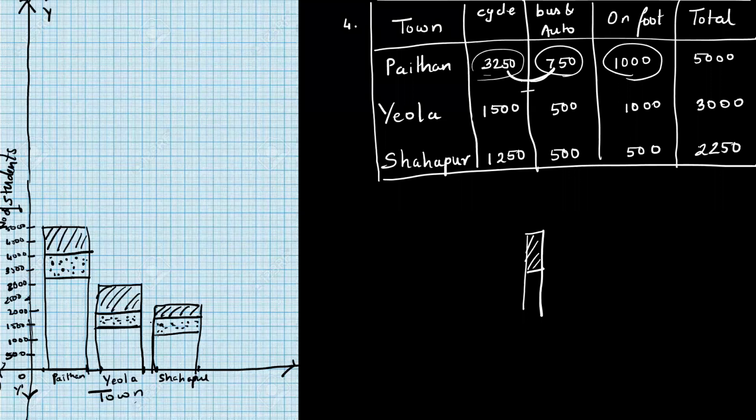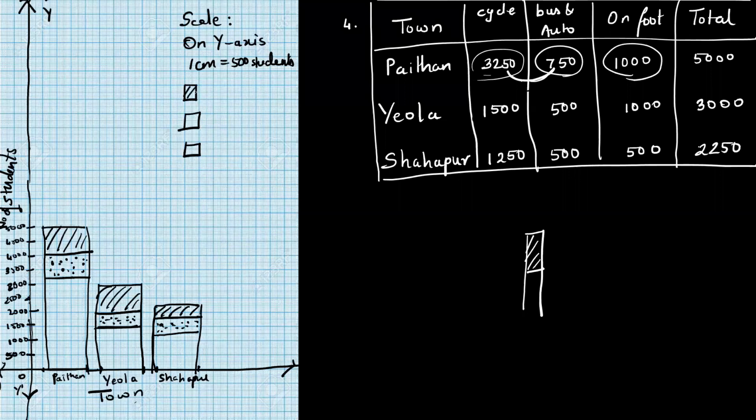Okay. So now there are a few things yet to be written, like the scale we have to write. So scale, luckily they have only given us. Can you read the scale? Yes, sir. Scale on y-axis: 1 centimeter is equal to 500 students. Okay. Now we have to make each data also.